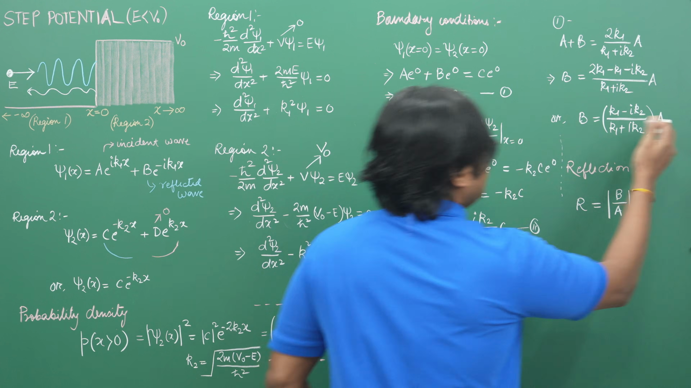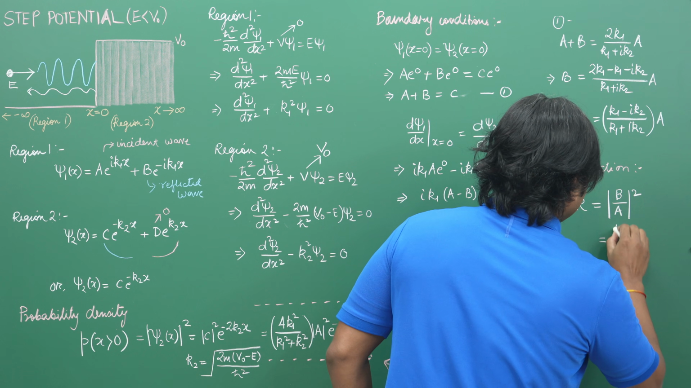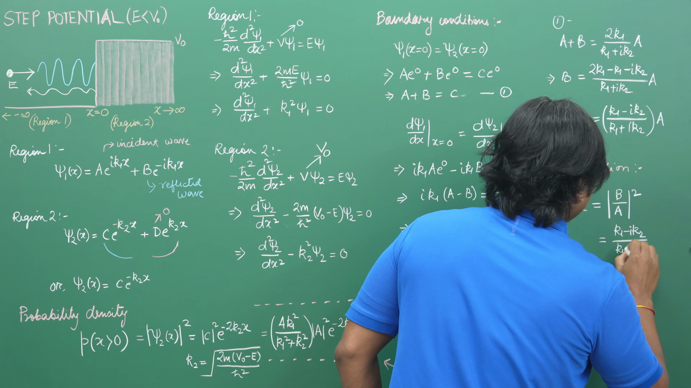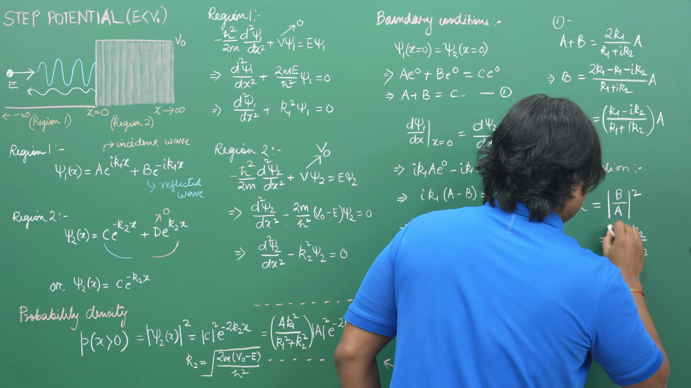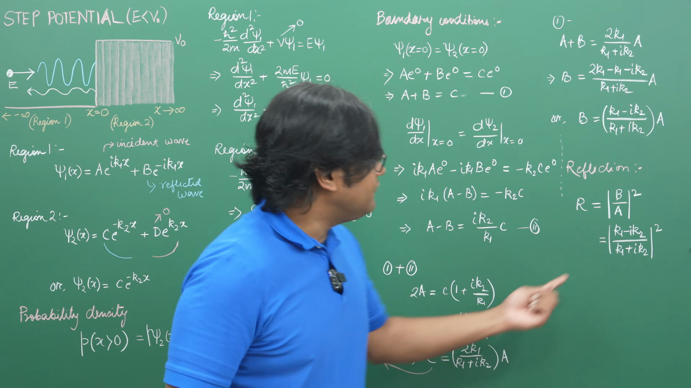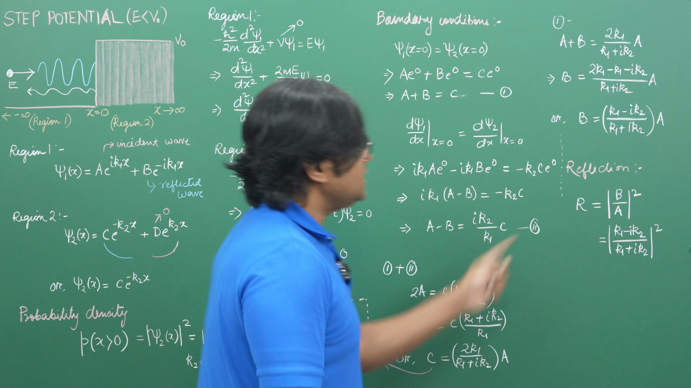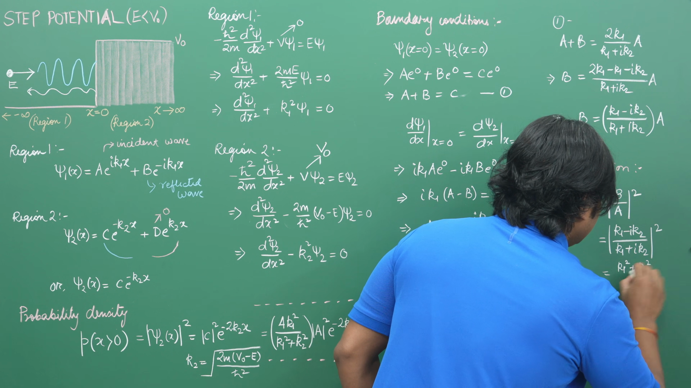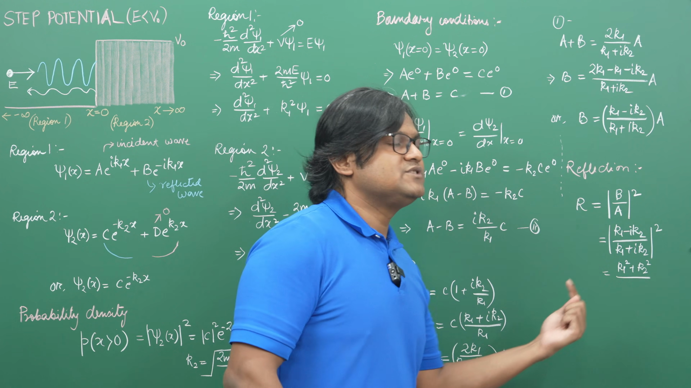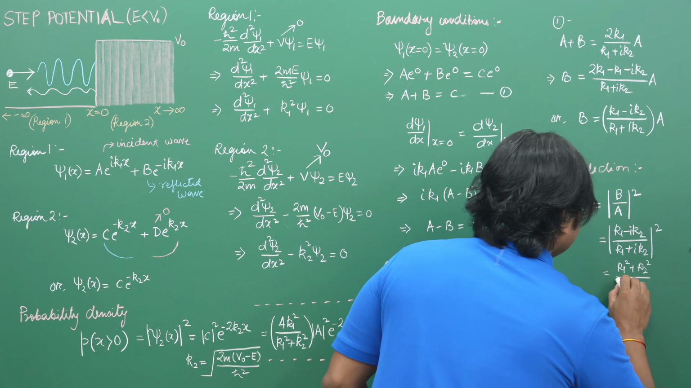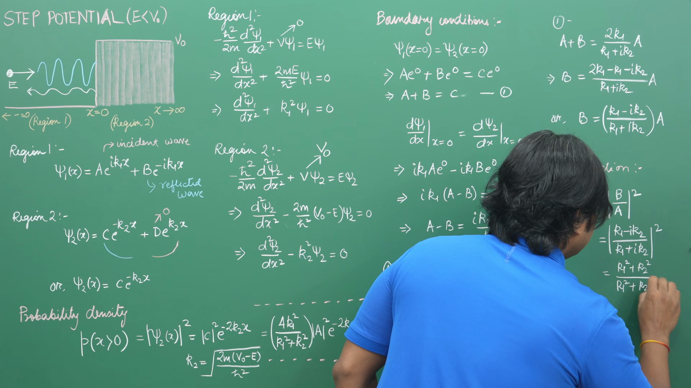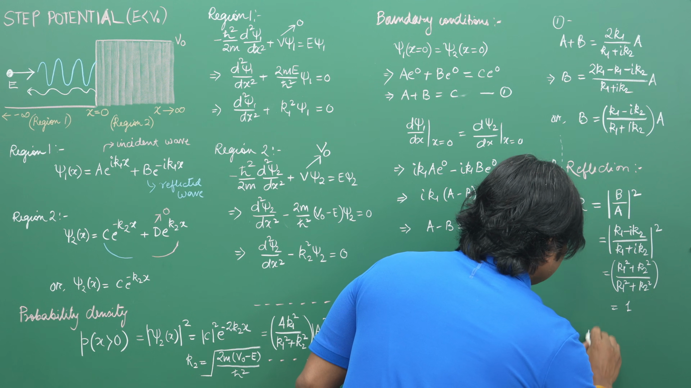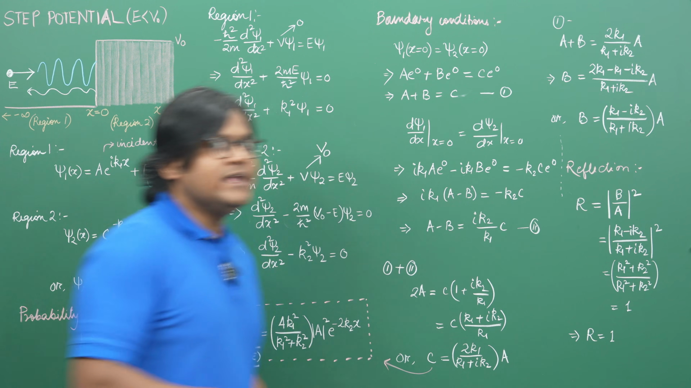If I do that, B upon A comes out to be K1 minus iota K2 upon K1 plus iota K2, mod square. Because of this mod square, in the numerator I will have K1 minus iota K2 times K1 plus iota K2, which will come out to be K1 square plus K2 square. Similarly, in the denominator K1 plus iota K2 times K1 minus iota K2 will also come out to be K1 square plus K2 square, because it's a mod, right? So this gets cancelled, and it is equal to 1. So the reflection coefficient is equal to 1, just like classical mechanics.